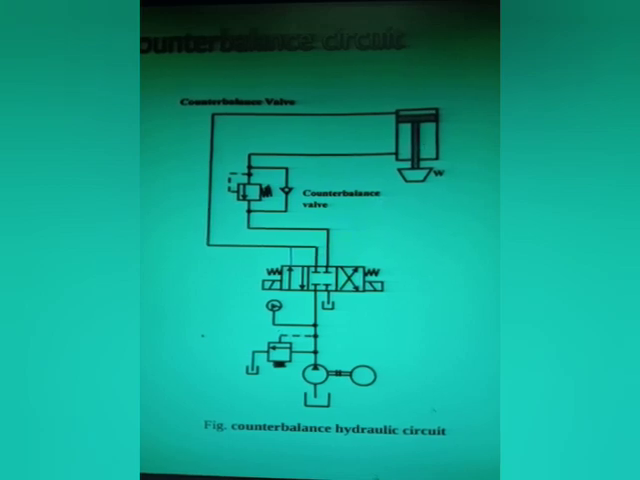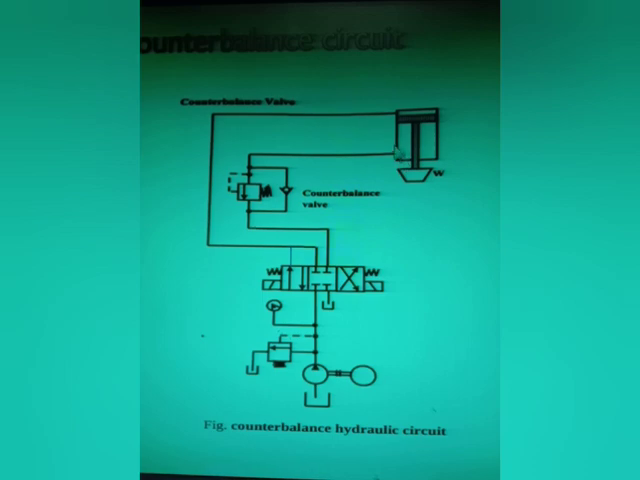Suppose this is the actuator. What happens when you send the oil from this side? Suppose I send the oil from this side, the inlet of the actuator. Oil from this side will go upward, and whatever load is attached here can be lifted in the upward direction. So the load is lifted and the actuator moves upward.